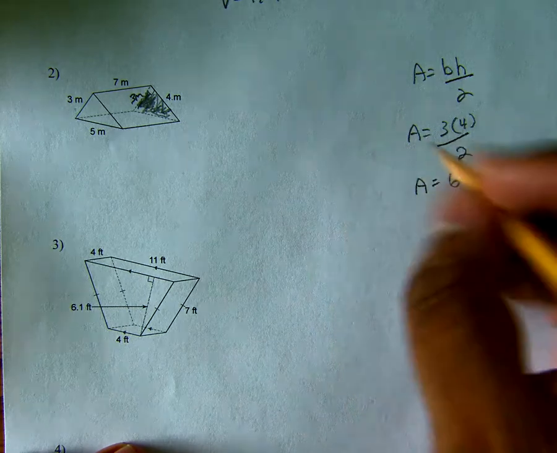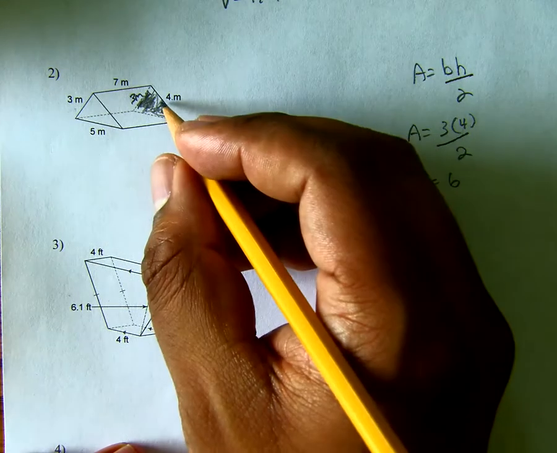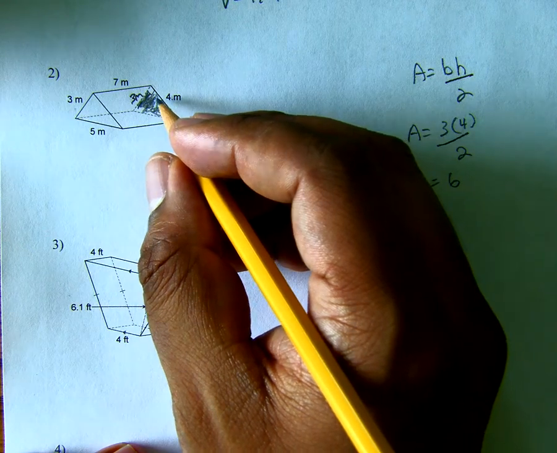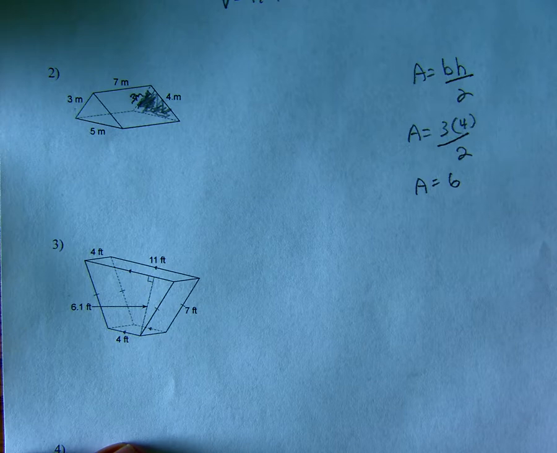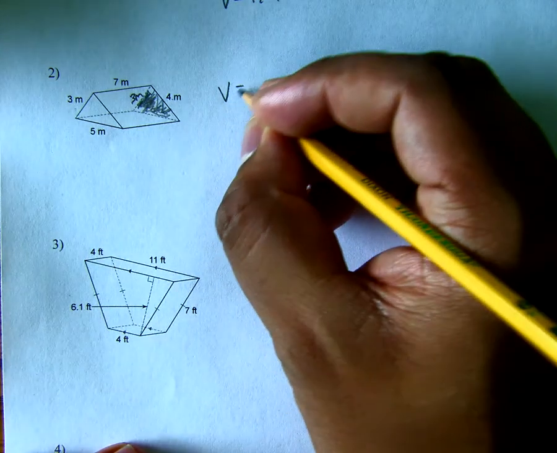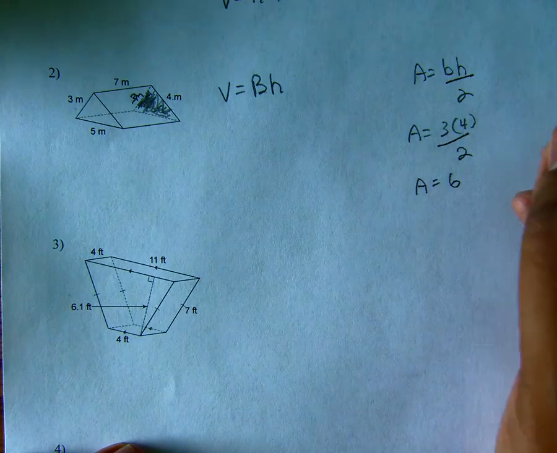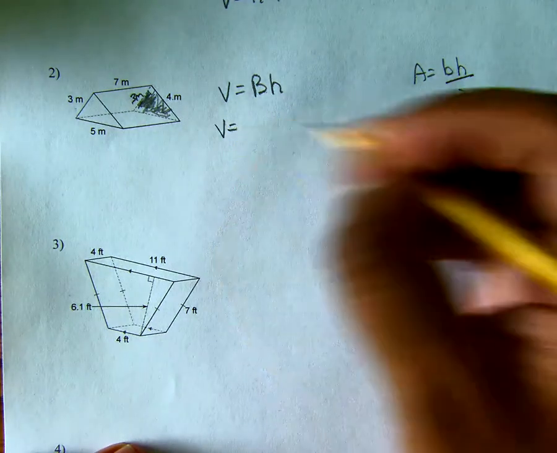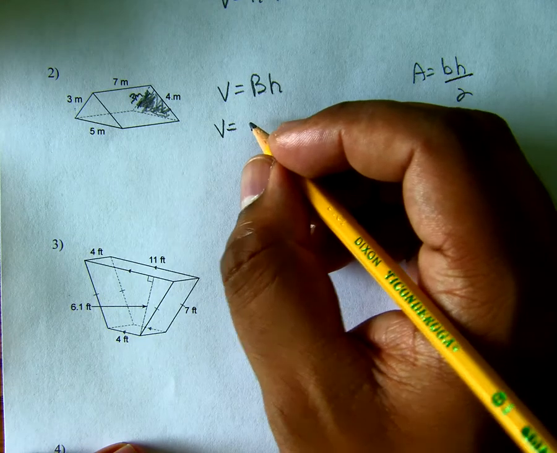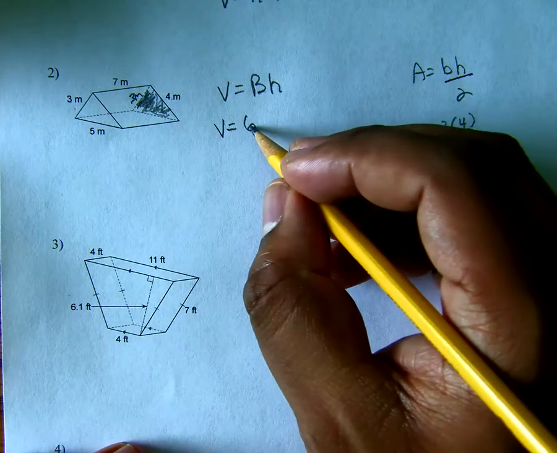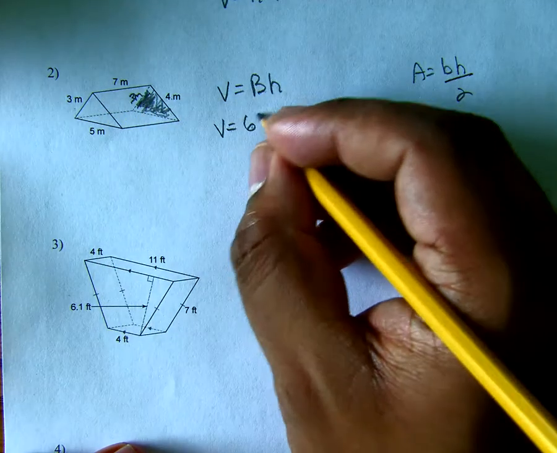Now when we get ready to use the big B for our base, that's the same thing. So this area is going to go in here, and this is going to be the base of our 3D figure so we can find the volume. So the volume is equal to capital letter B times the height, and that base is going to be 6. And we're going to multiply that times the height, how far up it goes, which is 7.